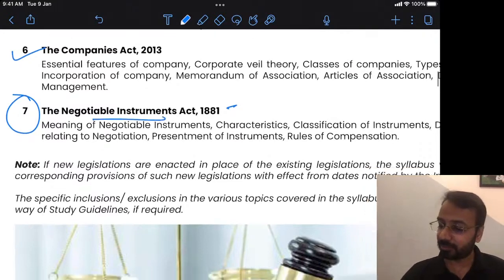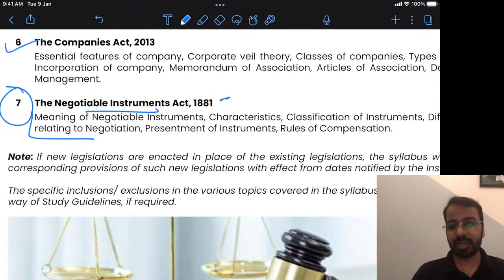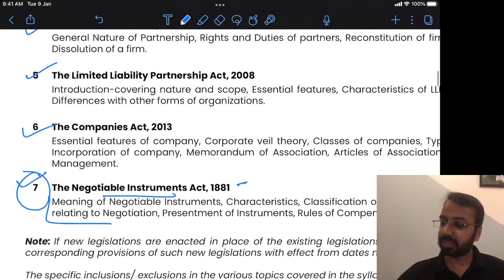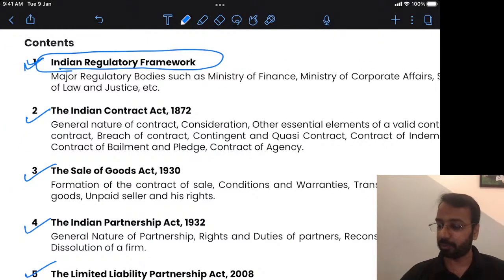We'll need to see what all sections are covered in detail once the detailed content is out. So this is one addition. BCR is completely dropped, you might be aware of.